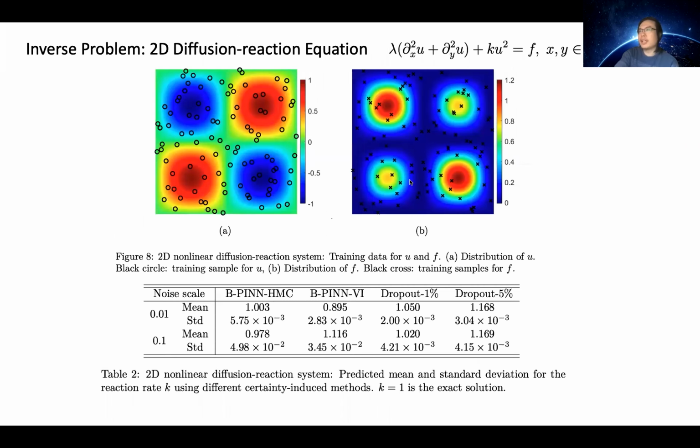And then this is a 2D inverse problem on the diffusion-reaction equation. And I think still we want to infer K. Okay, I think the ground truth of K is 1. And the conclusion is just as before. So BPINN with HMC still works very well.